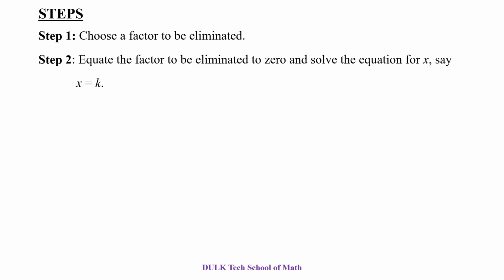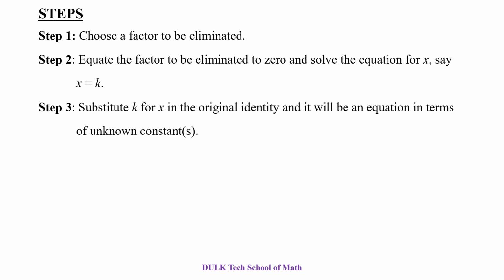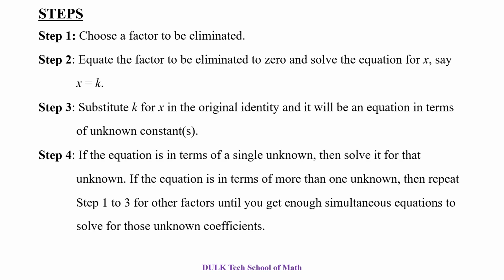Right, the second step is to equate the factor to be eliminated to 0 and solve the equation for x. Say x is equal to k. Right, step number 3, substitute k for x in the original identity, and it will be an equation in terms of an unknown constant or constants, depending on the nature of the identity. Right, if the equation is in terms of a single unknown, then you can now solve for that unknown.